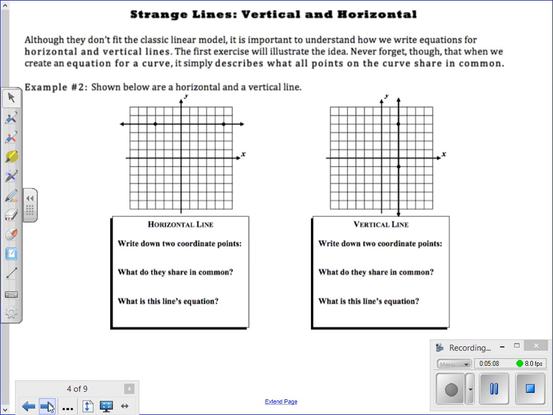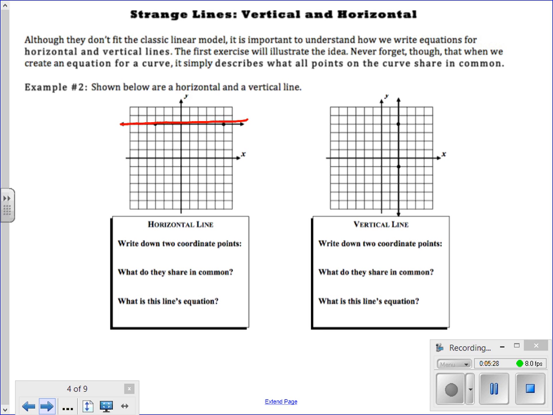All right, now those were lines with positive and negative slope. They were slanted lines. But we have strange lines. We talked a little bit about vertical and horizontal lines in lesson 1 when we talked about slope. Horizontal lines go left and right. All right, this is a horizontal line right here.